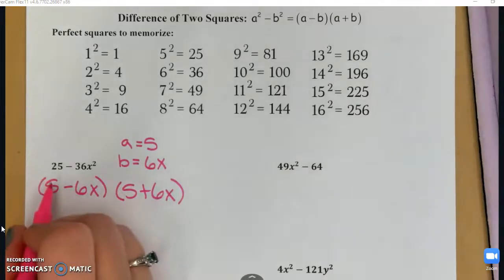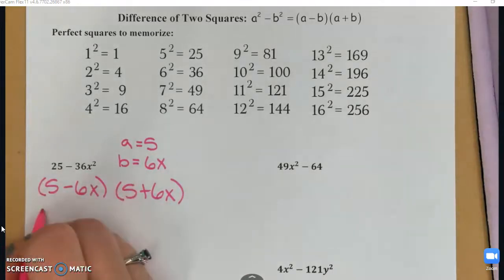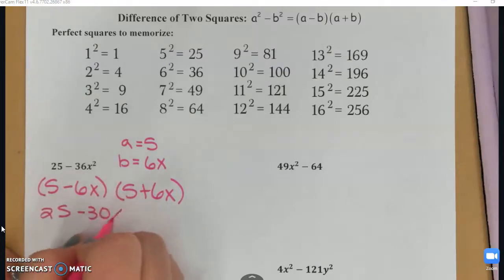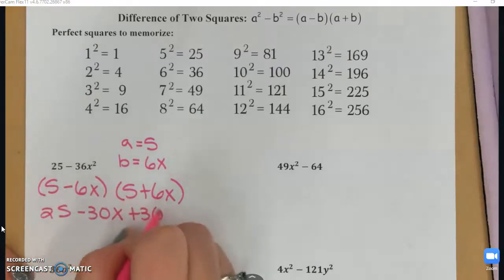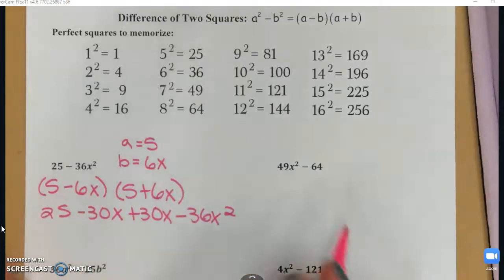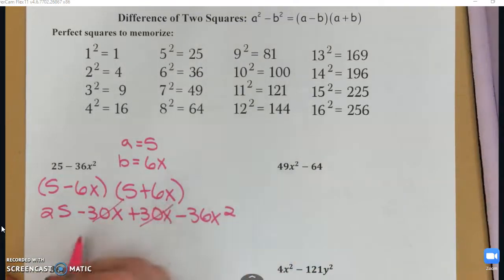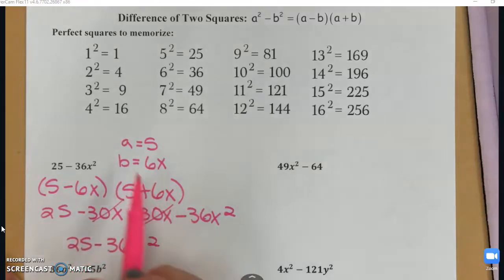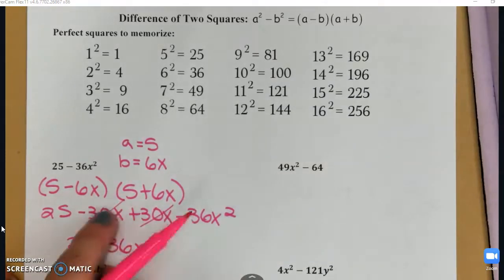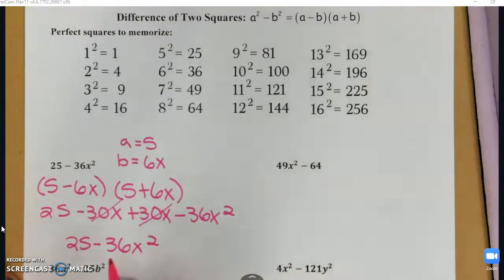And again, if I FOIL, first is going to be 25, outer, negative 30x, inner, plus 30x, and the final one is negative 36x squared. What happens with my middle terms is they cancel. And that is why in our difference of squares, even though we're FOILing the two binomials, we don't have a middle term like we do in a trinomial, because the middle term cancels.